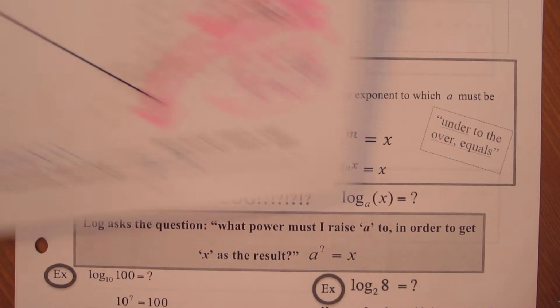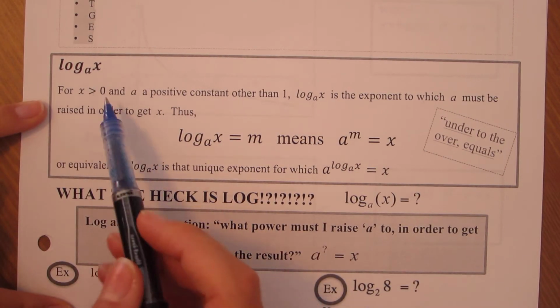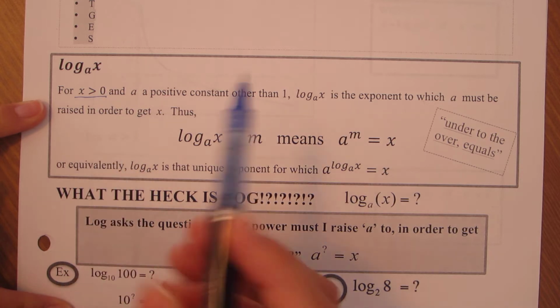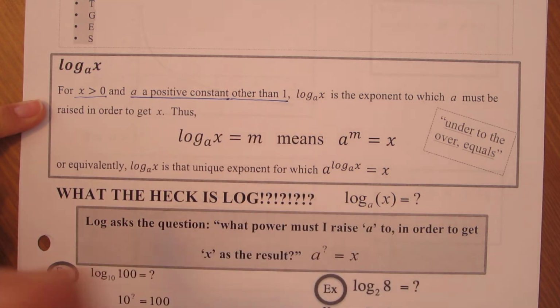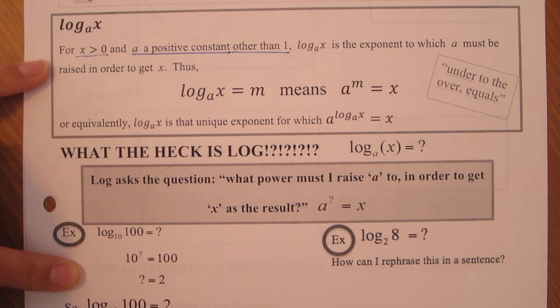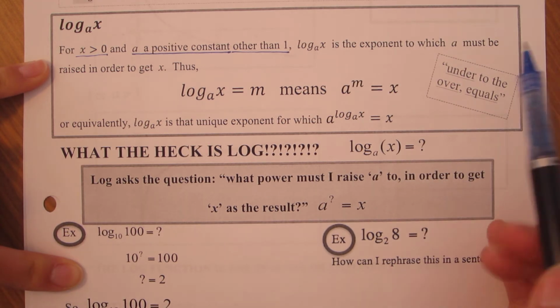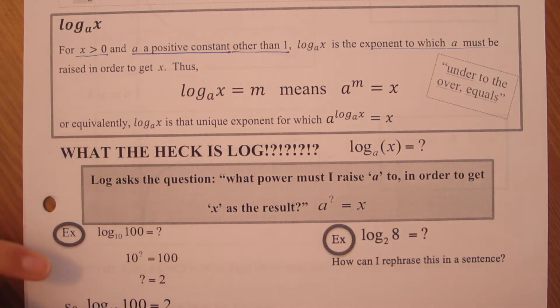They are equivalent. So back to 9.3, when I'm looking at log, first thing I notice is x is greater than 0, a is a positive constant other than 1. Just like our exponential function, my a value, which was the base, had to be positive and it couldn't be 1.